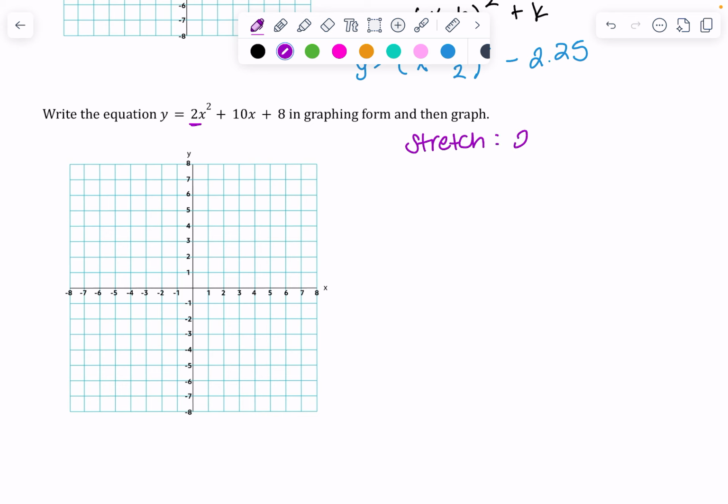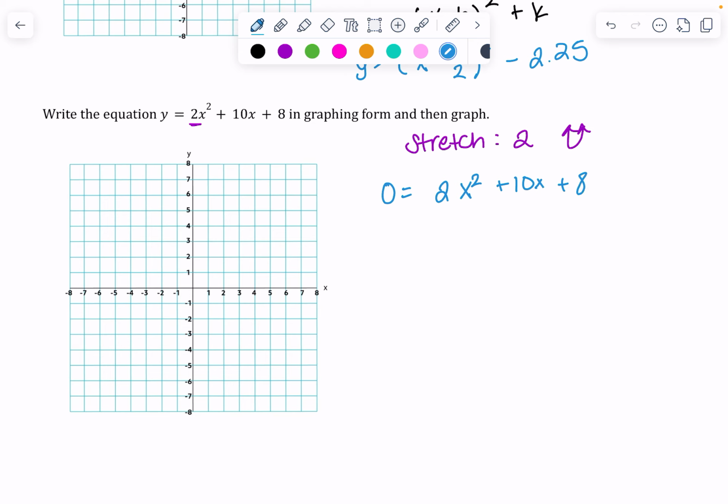So we have a stretch of 2, which means this graph should look skinnier. It's a positive 2, which means we're still opening upwards. Okay. Second step, find those x-intercepts. We're going to set our equation equal to 0.